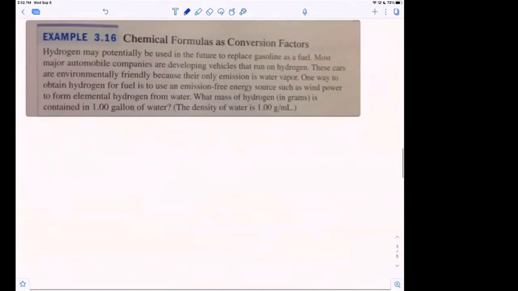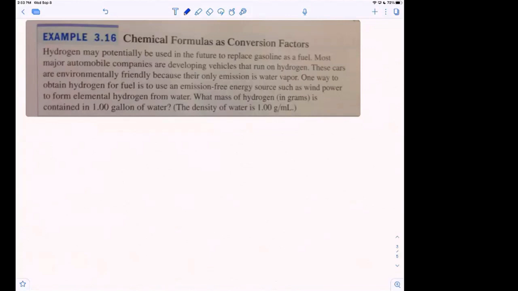Okay. So moving on to a new type of problem. Hydrogen can be used to replace gasoline as a fuel. Most major automobile companies are developing vehicles that run on hydrogen. These cars are environmentally friendly because their only emission is water vapor. One way to obtain hydrogen for fuel is to use an emission-free energy source such as wind power to form elemental hydrogen from water. What is the mass in grams of hydrogen contained in 1 gallon of water?